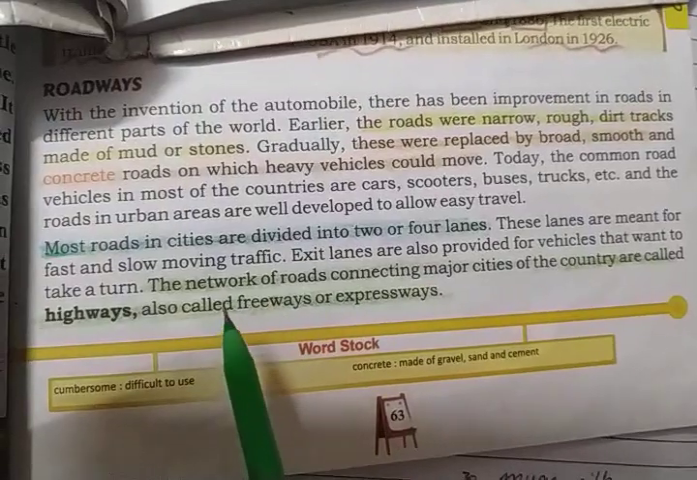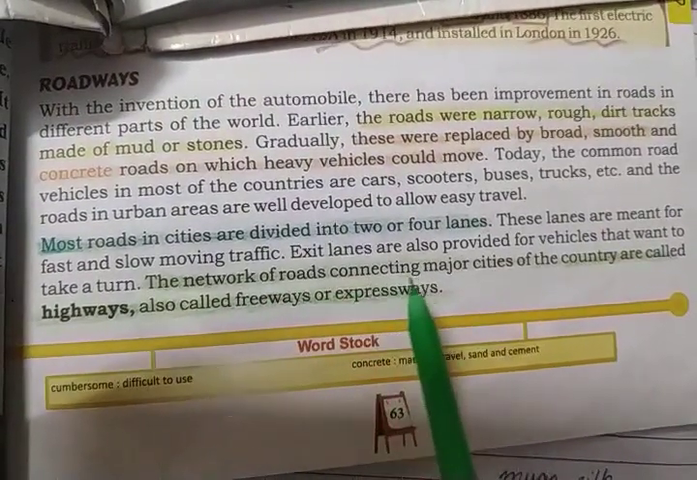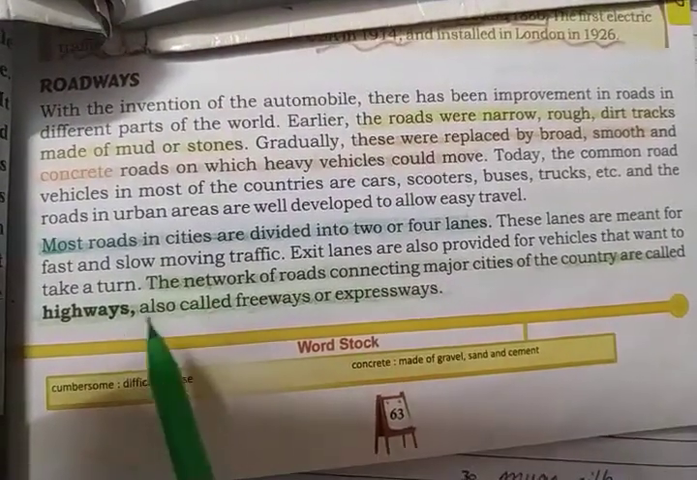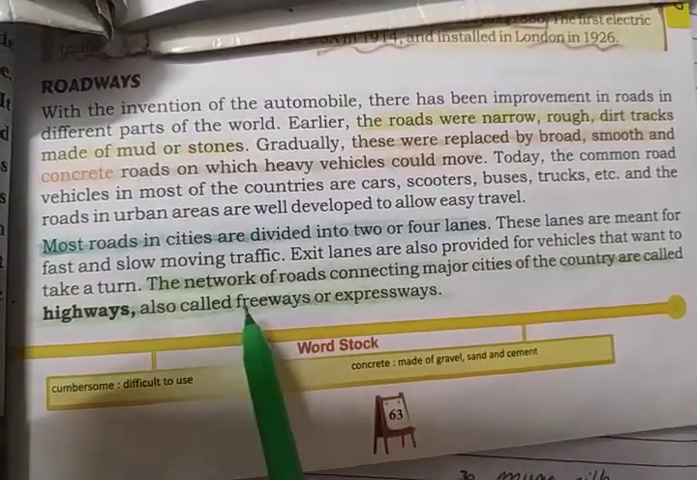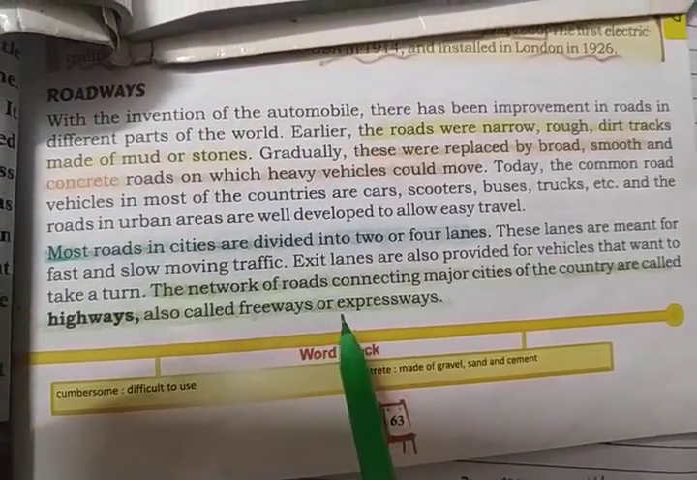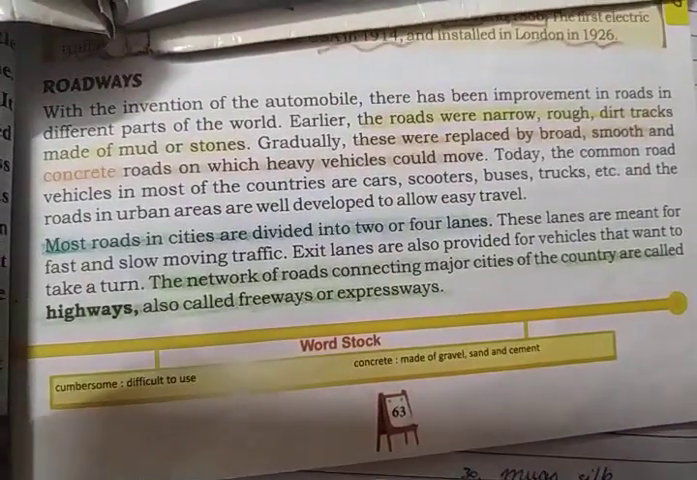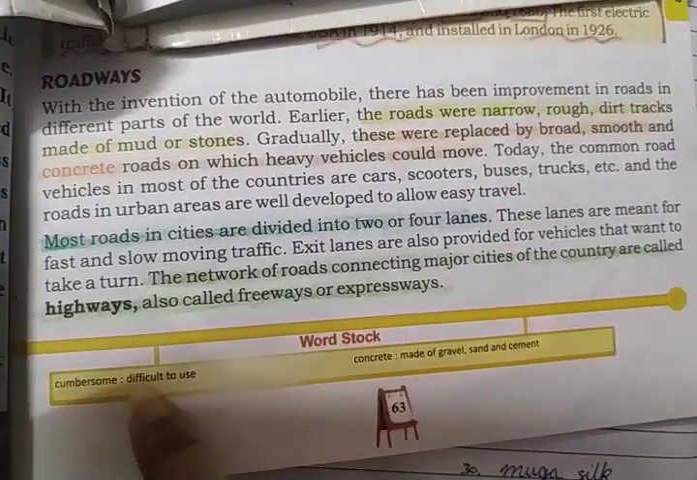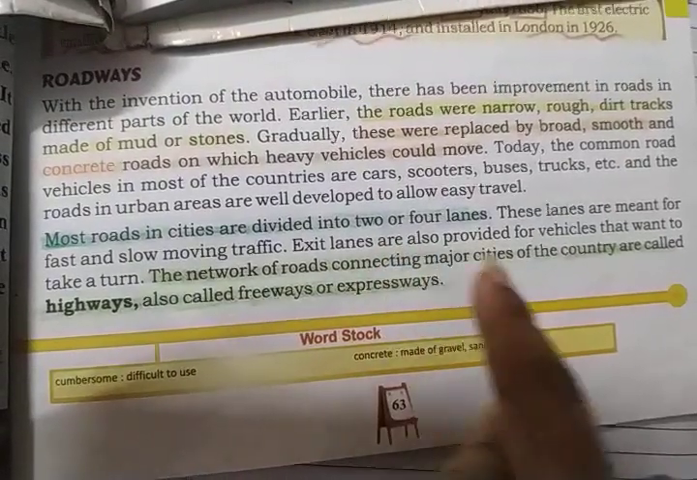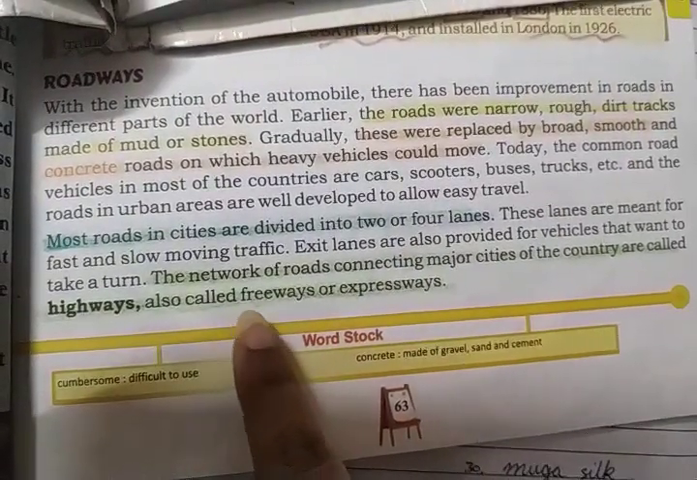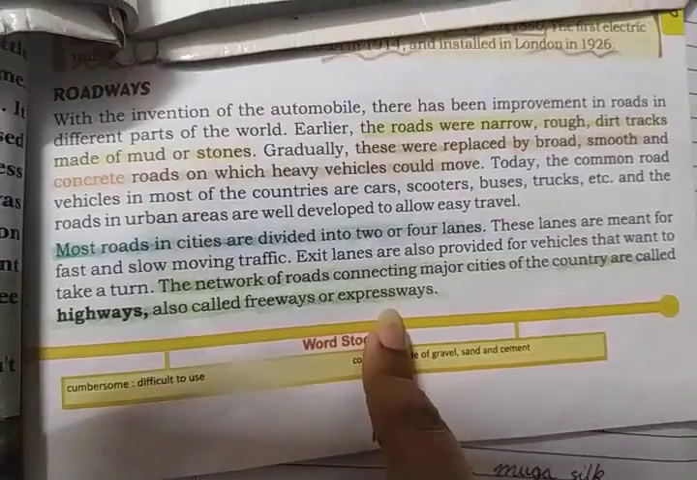Now what is a highway? The network of roads connecting major cities of the countries is called a highway. They are also called freeways and expressways. So highways are the major roads which connect the major cities or countries, and they are also known as freeways and expressways.